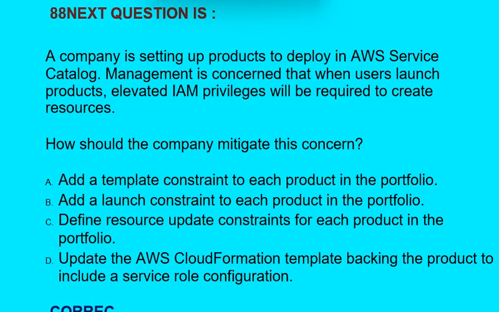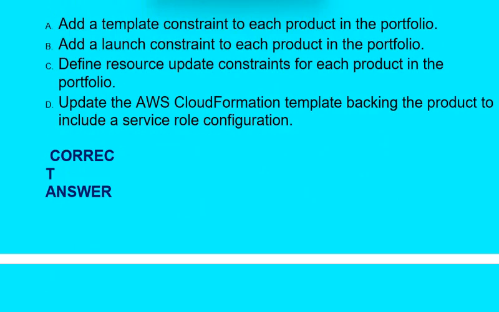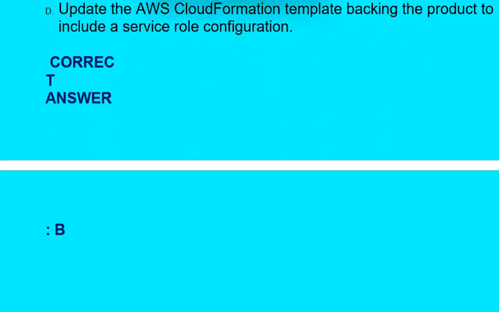Option A, add a template constraint to each product in the portfolio. Option B, add a launch constraint to each product in the portfolio. Option C, define resource update constraints for each product in the portfolio. Option D, update the AWS CloudFormation template backing the product to include a service role configuration. Correct answer is option B.